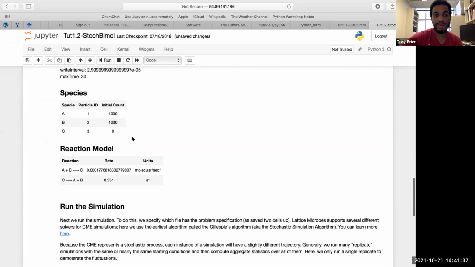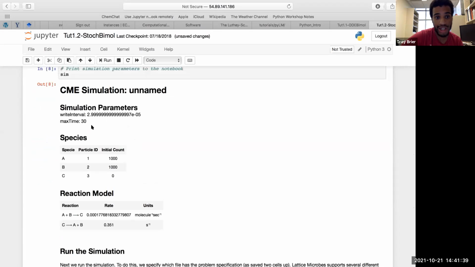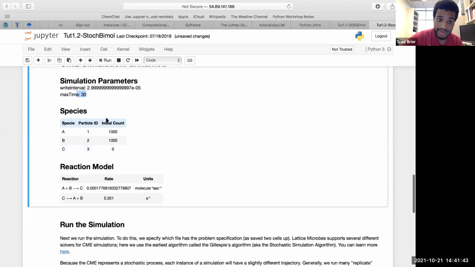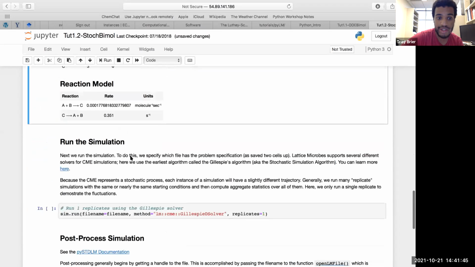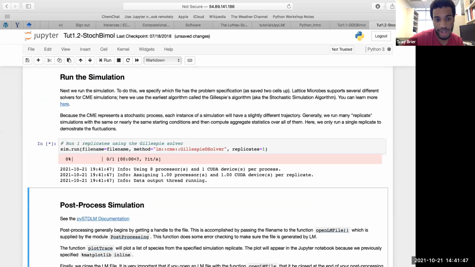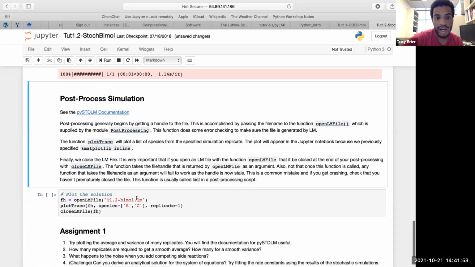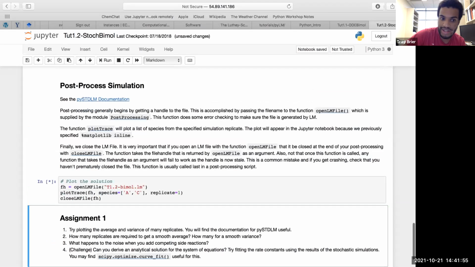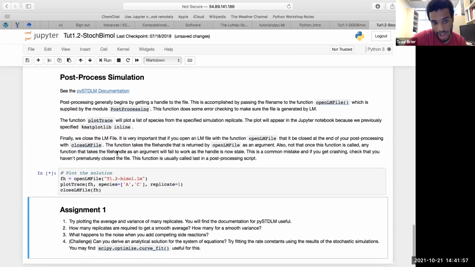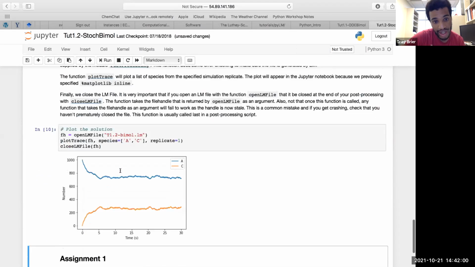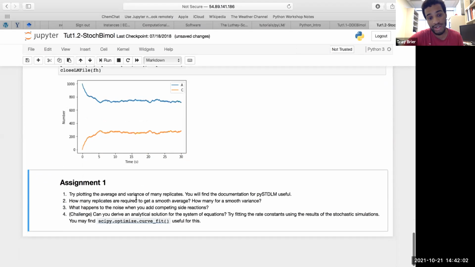Then it prints out your simulation so you can recheck it. You see what your write interval is, how long the simulation will be run for, your initial particle counts, and then you actually can run the simulation. It should take relatively quickly, since you're only running a single replicate. And then it goes into post-processing. I'd recommend reading all of this stuff. I'm just going through it quickly so you can get an idea of it, and then I'll let you guys go through it.